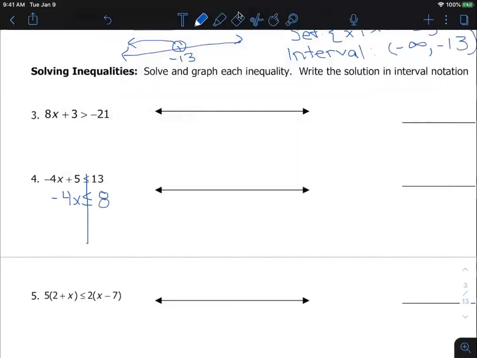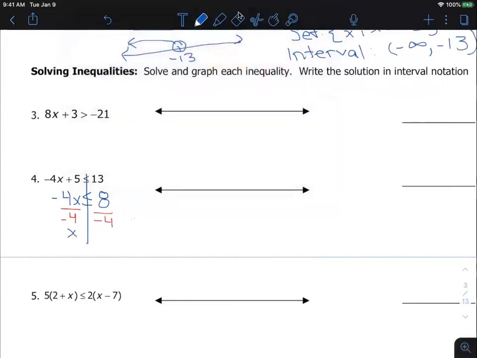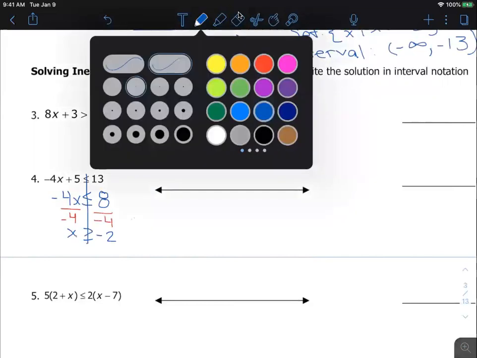My next step, which I'm going to write out, and hopefully you remember what's going on here. When you multiply or divide by a negative number, you need to make sure that you flip the sign. Okay, really important there. So you have to flip the sign so it ends up being x is greater than or equal to negative 2. So I'm going to go ahead and write that and then highlight it.